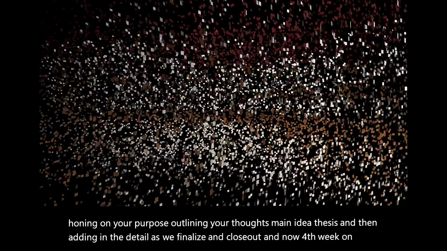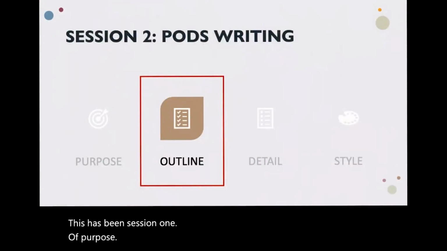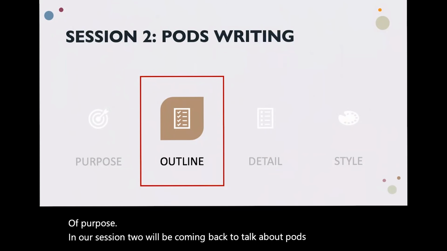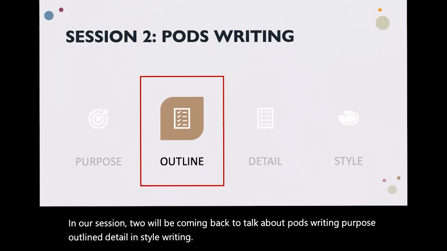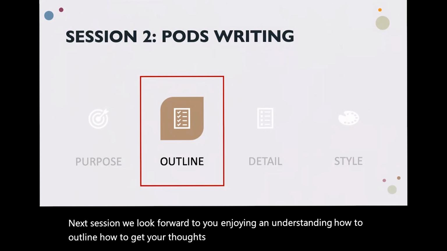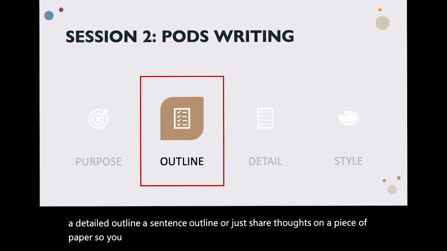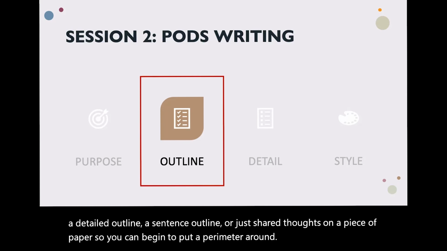This has been session 1 of purpose. In our session 2, we'll be coming back to talk about PODS writing: purpose, outline, detail, and style writing. Next session, we look forward to you enjoying and understanding how to outline, how to get your thoughts across in different ways, whether that be a detailed outline, a sentence outline, or just your thoughts on a piece of paper, so you can begin to put a perimeter around what your purpose was all about.